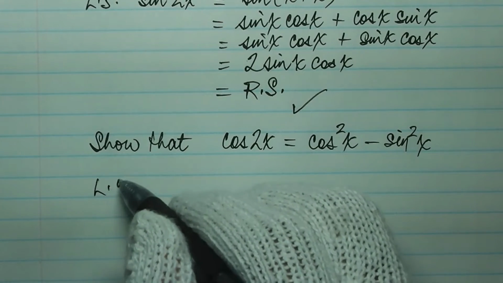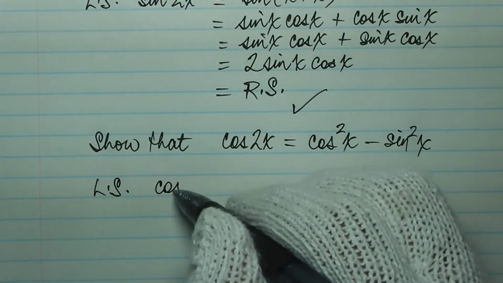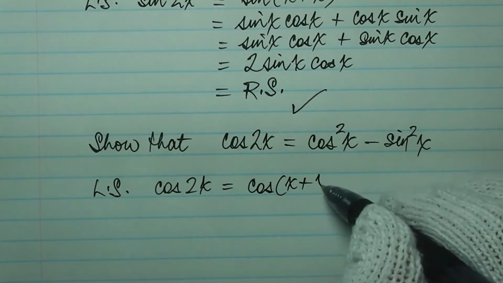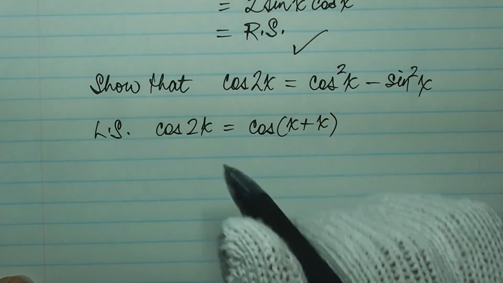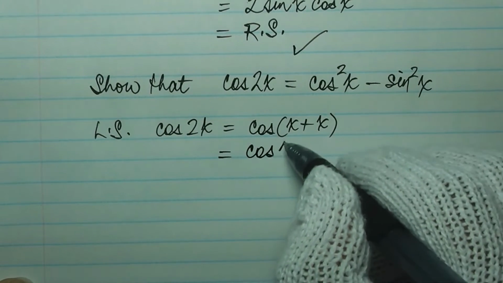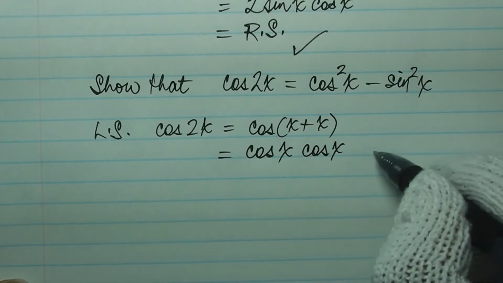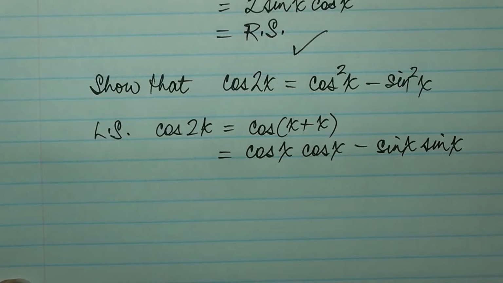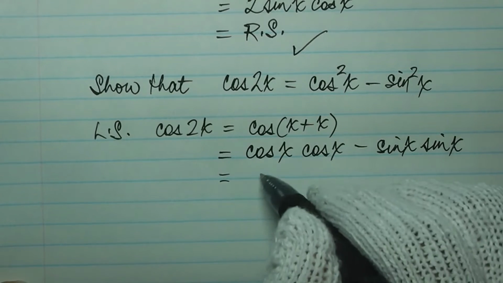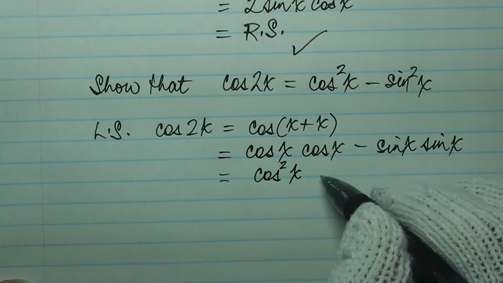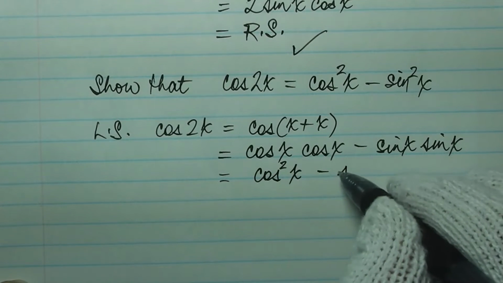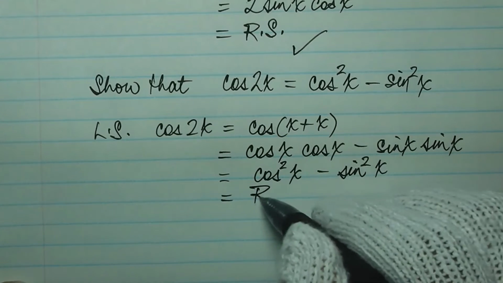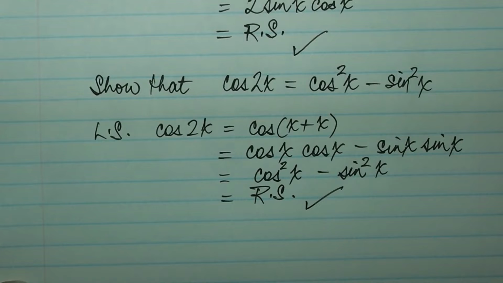I'm going to use the same strategy, left side. Cosine 2x is equal to cosine x plus x, which is the same as cosine x cosine x minus sine x sine x. But cosine x times cosine x is cosine squared x, and sine x times sine x is sine squared x, which is the right side.